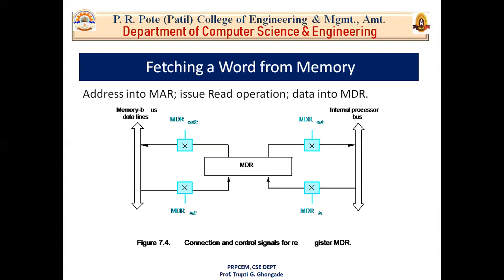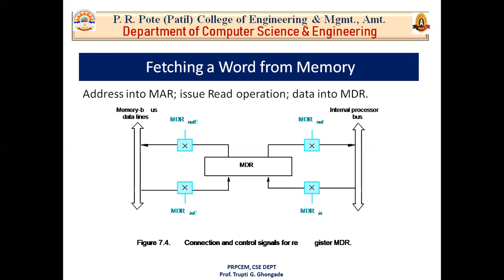So to accommodate this variability in response time, the processor waits until it receives the MFC, Memory Function Completed, signal. The addressed device sets this signal to 1 to indicate that the contents of the specified location have been read and are available on the data lines of the memory bus.